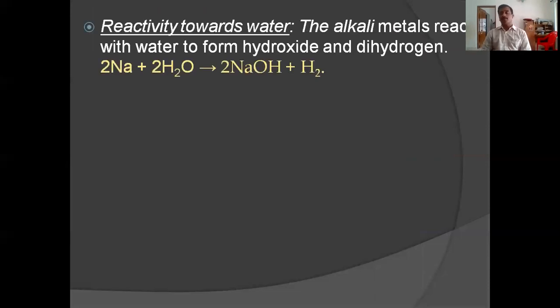Reactivity towards water. All these elements react vigorously with water also. For example, sodium reacts with water vigorously. Sodium metal runs over the water with fire. Such a strong reaction. The alkali metals react with water to form hydroxide and dihydrogen. An example, 2Na plus 2H2O gives 2NaOH plus H2.